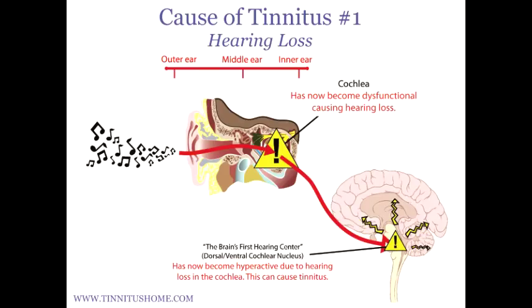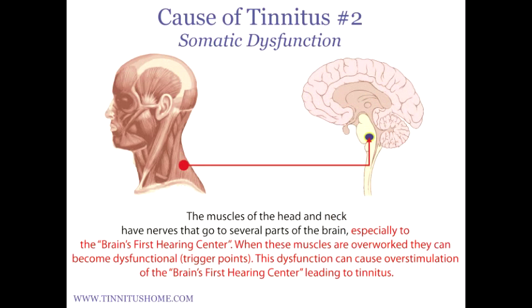This hyperactivity of the first hearing center of the brain then gets transmitted to the other hearing centers of the brain, which is then perceived as tinnitus. In a similar way, when the part of the hearing system that comes from the muscles, tendons, and joints of our head and neck dysfunctions, it also causes hyperactivity of the first hearing center of the brain, which gets transmitted to the other hearing centers of the brain, which is then perceived as tinnitus.